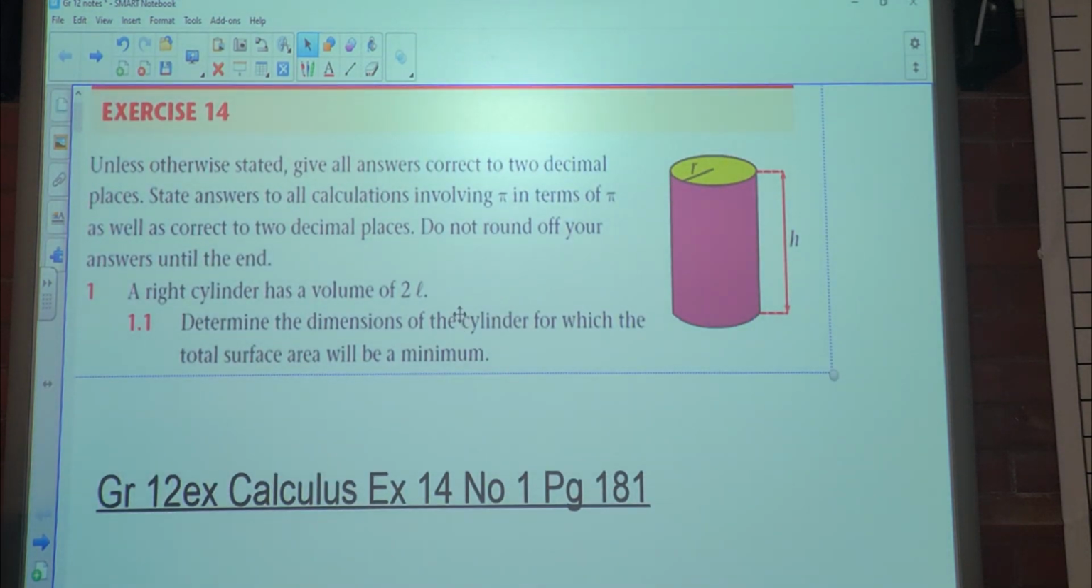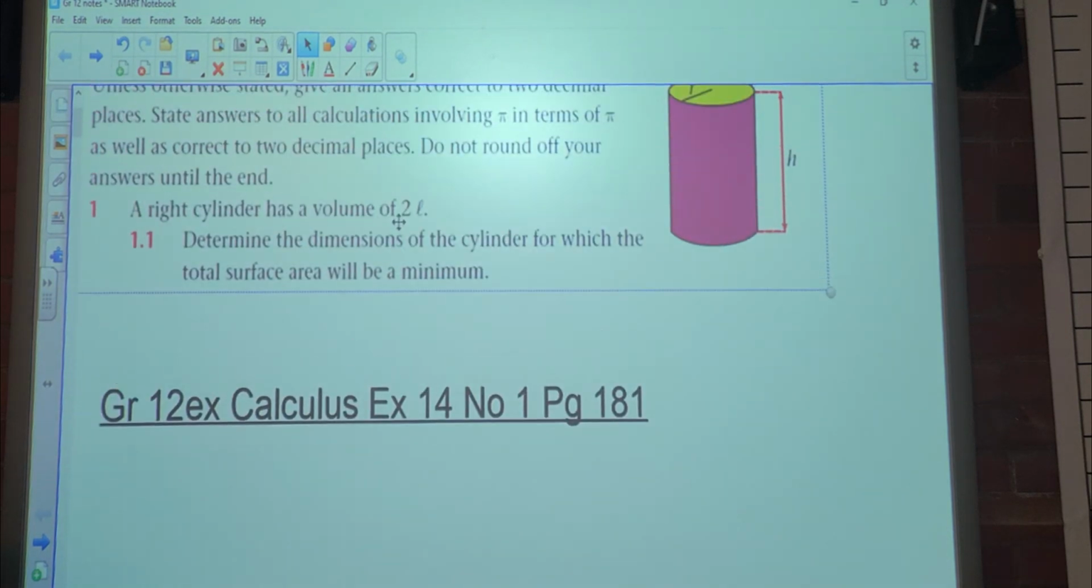Right, so here we are told, unless otherwise stated, give all answers correct to two decimal places, and state answers to all calculations involving pi in terms of pi, as well as correct to two decimal places. So you must give it in both forms, okay? Do not round off your answer until the end. So let's look at the first sum.